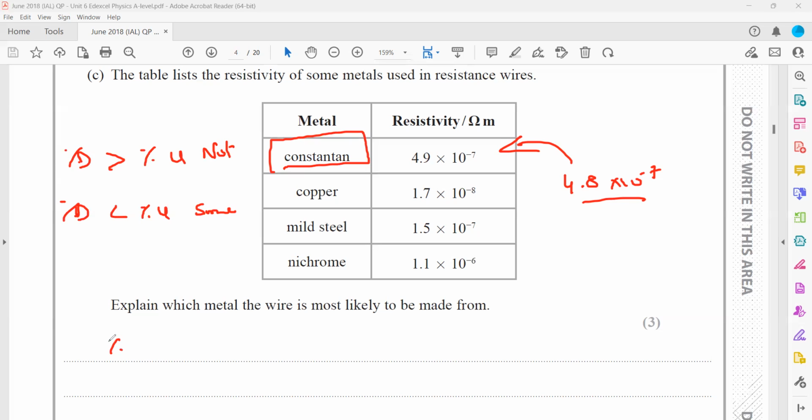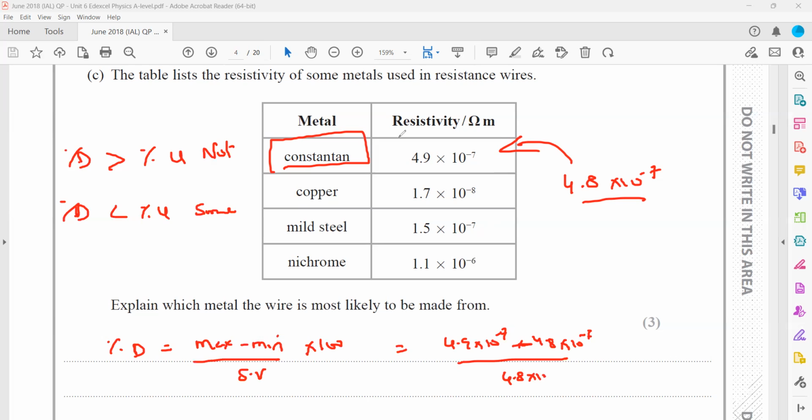So we'll calculate the percentage difference. Percentage difference is the maximum minus minimum divided by the standard value. Because we have the standard 4.9, it is maximum minus minimum divided by standard, times 100. The maximum value is 4.9, the minimum value is 4.8, minus, divided by the standard, which is 4.9 × 10^-7, times 100. When we multiply them, this will give us the percentage difference 1.8%.